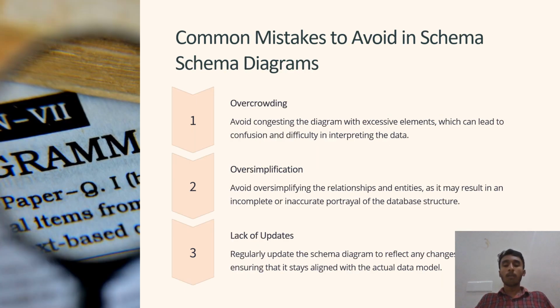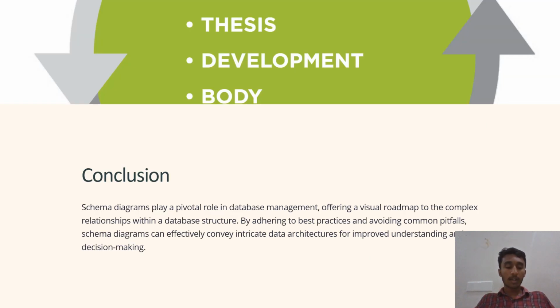The common mistakes to avoid in a schema diagram. Overcrowding. Avoid congesting the diagram with excessive elements, which can lead to confusion and difficulty in interpreting the data. Oversimplification. Avoid oversimplifying the relationships and entities, as it may result in an incomplete, inaccurate portrayal of the database structure. The lack of updates. Regularly update the schema diagram to reflect any change, ensuring that it stays aligned with the actual data model.